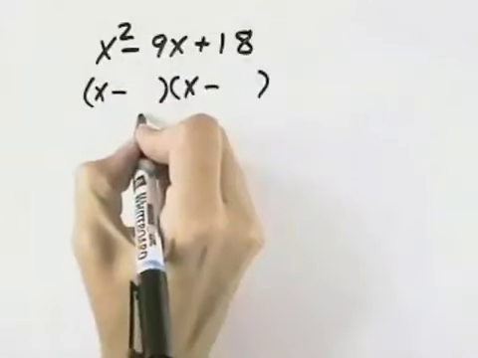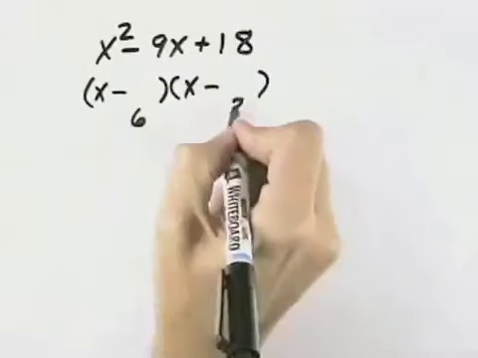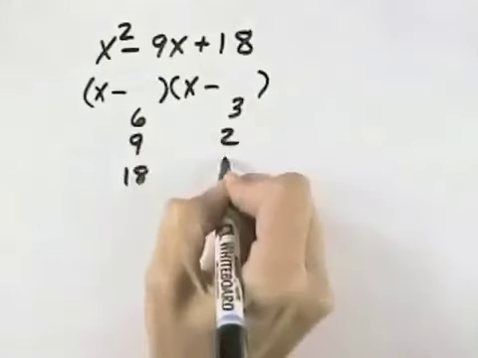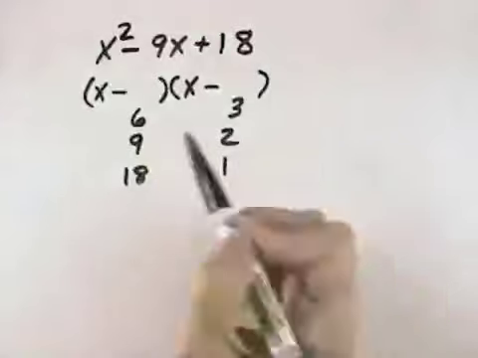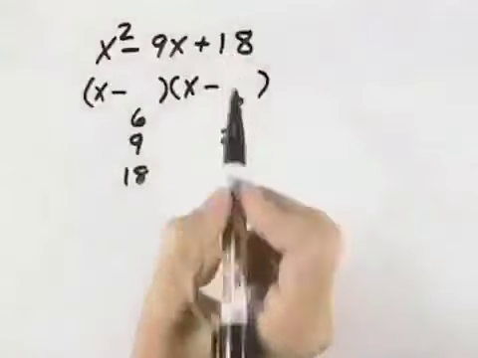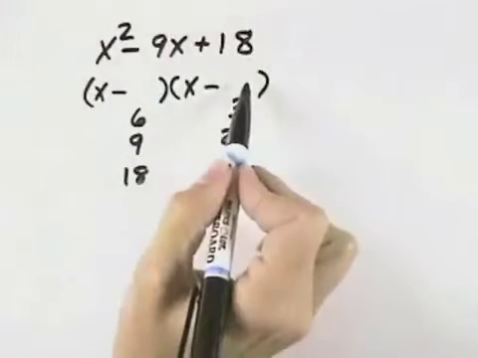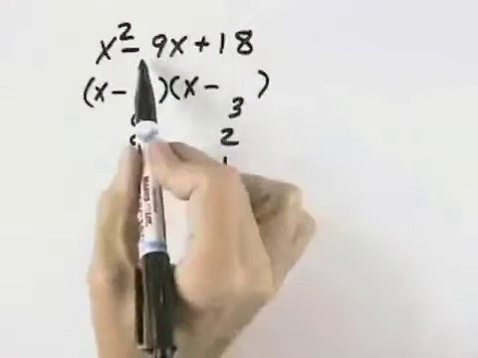So we could look at 6 times 3, 9 times 2, 18 times 1 are all different ways to get 18 with that product. But what we also want to note is the 2 negative signs, which means the inner and outer have to combine to be a negative 9.